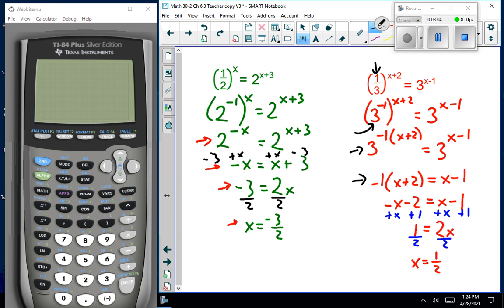Now, I want to stress this. This is expanding, and so many people forget minus 1 times plus 2 is minus 2. Don't do all this quick work. So, minus x minus 2 equals x minus 1. I add x to both sides, so I get 2x on the right. I add 1 to both sides, so I got minus 1 on the left. Divide both sides by 2, and I get x is minus a half.